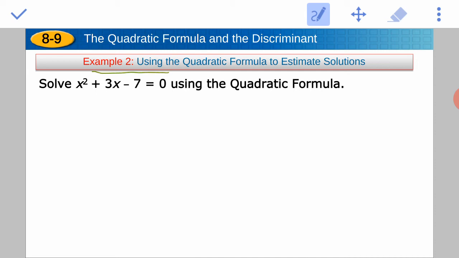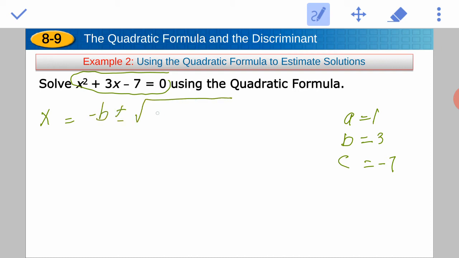We're given a quadratic equation written in the standard form. A value is equal to 1, the number in front of x squared. B is equal to 3, and finally c is equal to negative 7. Quadratic formula, x equals negative b plus or minus square root of b squared minus 4ac, all divided by 2a. Let's substitute in that formula.